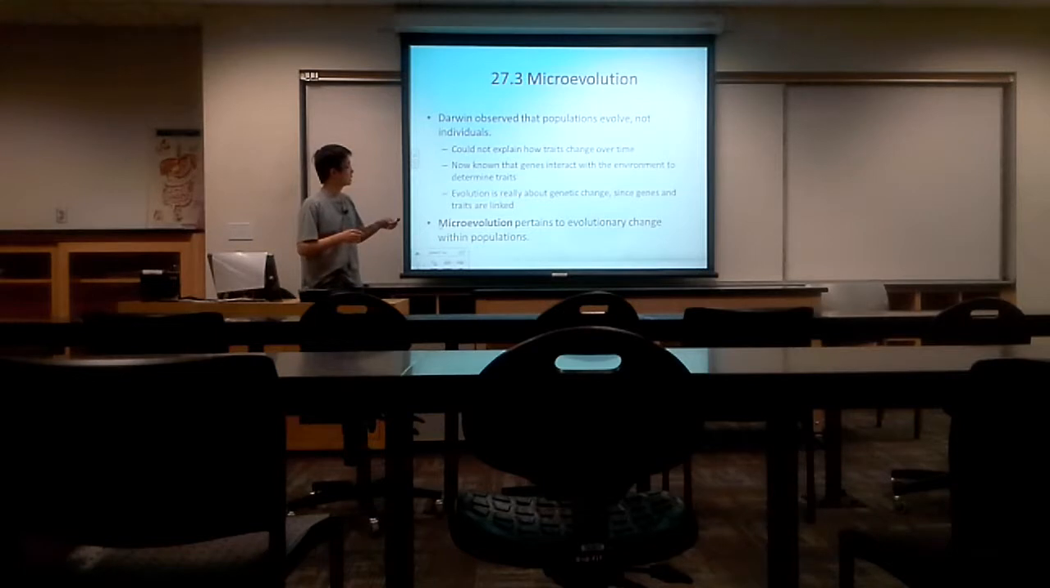So Darwin cannot explain what he observed. How come the trait will change? The reason is that he doesn't know anything about genetics. Of course, nowadays we know that genes interact with the environment, or the environment affects the trait.